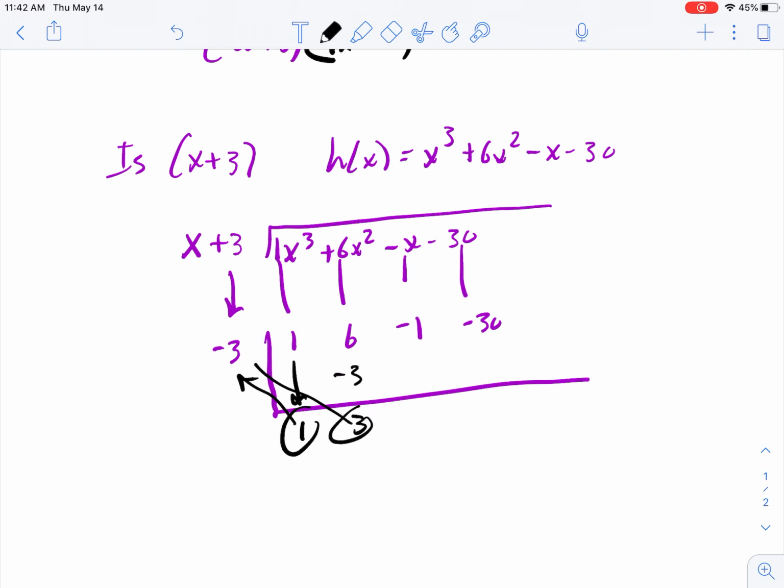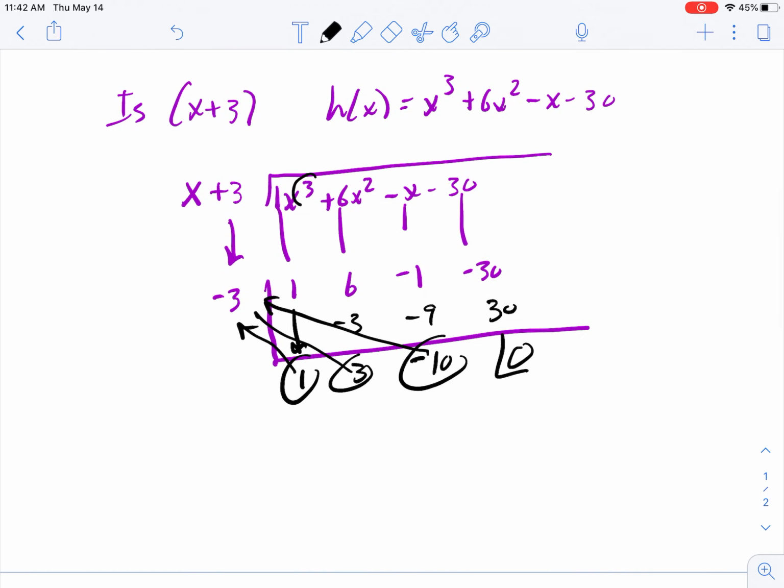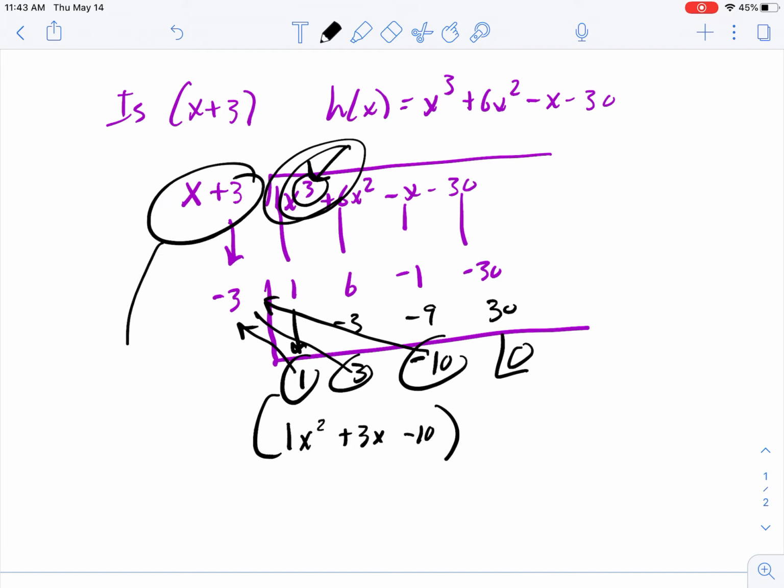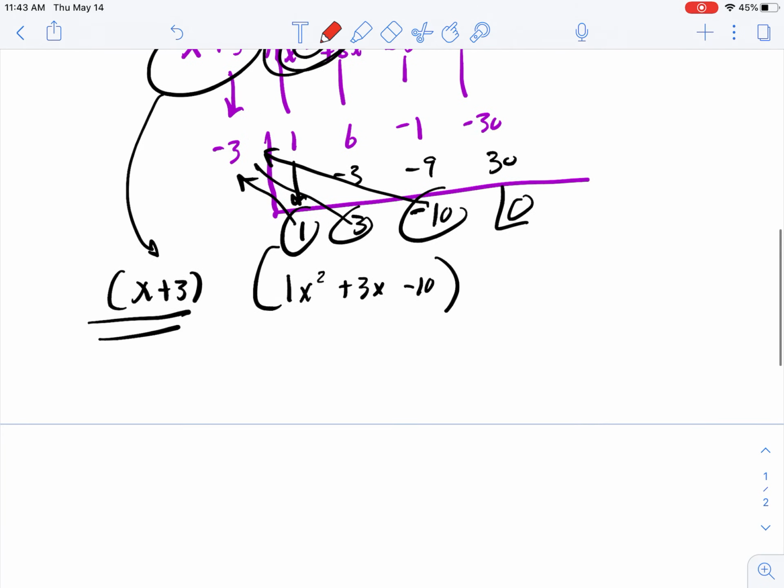and begin. So you have negative 3, 3, negative 9, negative 10, 30, and the remainder is 0. So yes, that is a factor. So we reduce it by one power. So we have 1x squared plus 3x minus 10. Now, we knew there were 3 of these, and one was given to us, x plus 3. So there's still 2 more to go here.